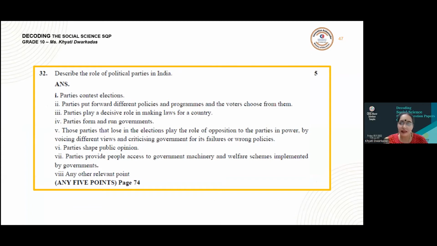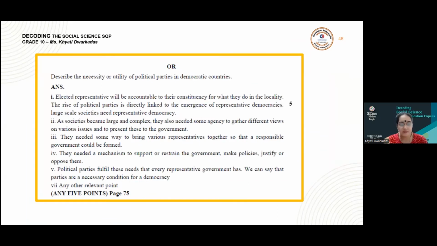32, describe the role of political parties in India. Now, this is again a very, very direct question, and 5 points are easy to find. Or the option is describe the necessity or utility of political parties in democratic countries. Once again, this is a very frequently asked kind of a question.